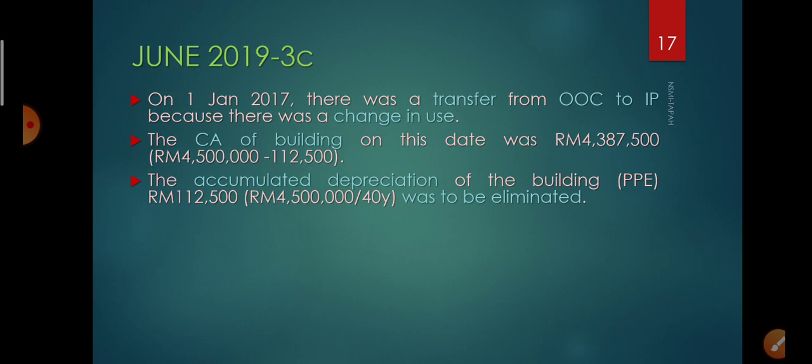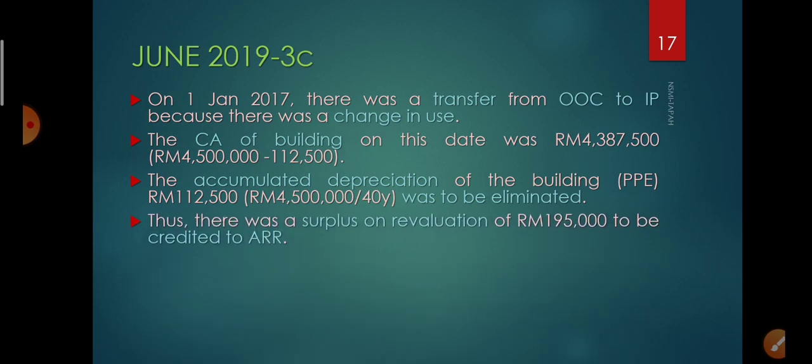Next, the accumulated depreciation of the building of 112,500 was to be eliminated. Thus, there was a surplus on valuation of 195,000 to be credited to ARR, because you compare the carrying amount of 4,387,500 with the fair value on the date of transfer, right?